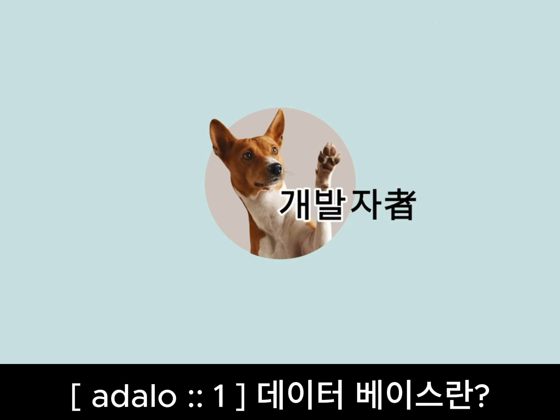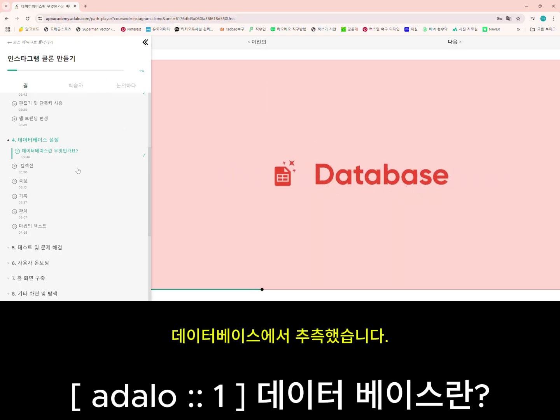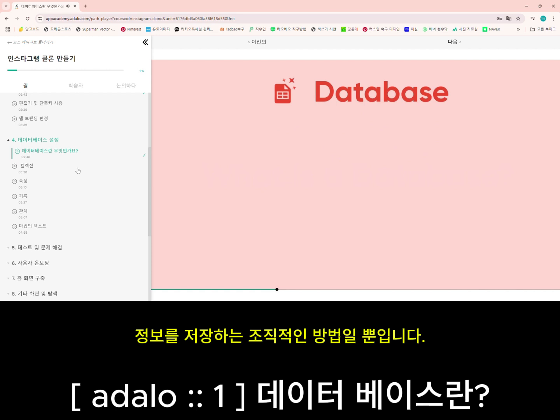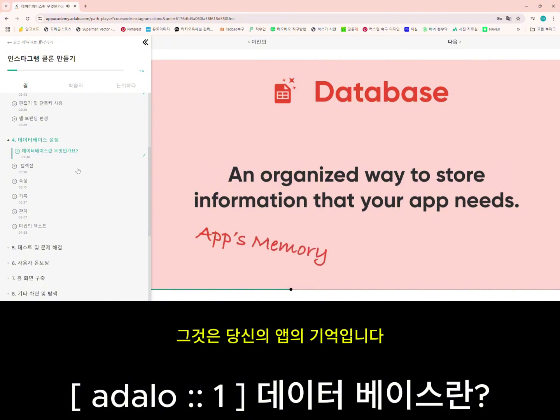개발자 TV. Where's all this information stored? You guessed it, in a database. But what is a database exactly? It seems so vague, right? Databases are just an organized way to store information that your app needs to function. It's the memory of your app.